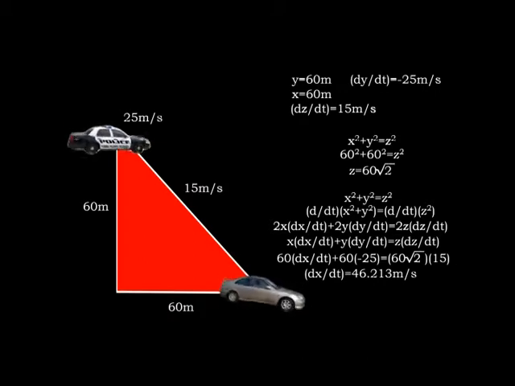Yeah, it's important to remember that dy/dt is negative 25 meters per second because the cops are traveling toward the corner. Oh, so it's all about using implicit differentiation and the Pythagorean theorem to solve for the missing values. I think I get it. Thanks, Godfather. Exactly. Now, I believe it's time for my nap.